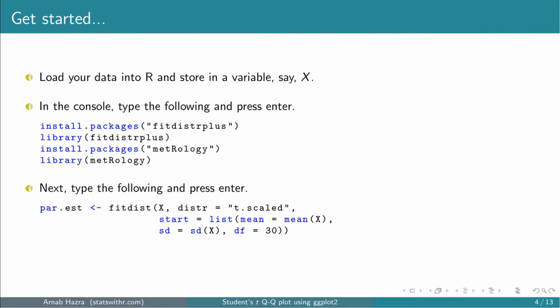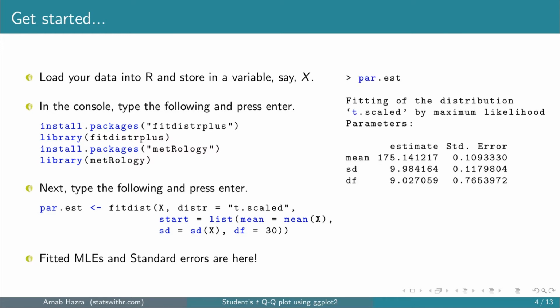So some good starting points would be mean of x for mu, standard deviation of x for sigma, and some reasonably high value of nu, say 30. You need to set these initial values as a list. Now press enter. Okay, you get the maximum likelihood estimates.